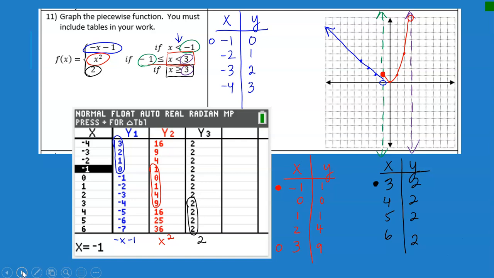And then my last part of the graph, remember, is a horizontal line. So at 3, 2, I have a closed circle. And then I just have little points going off to the right for my horizontal line.